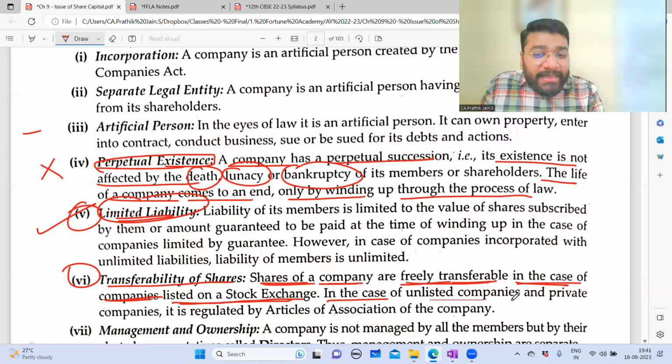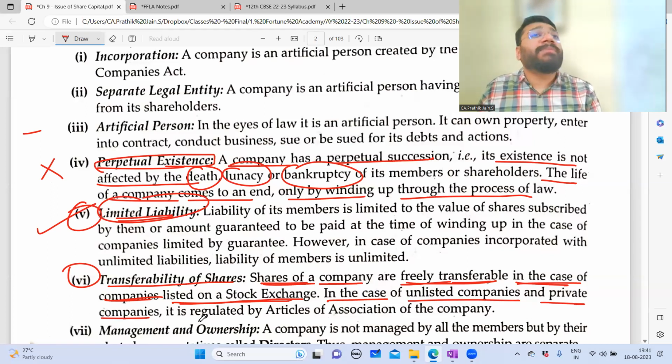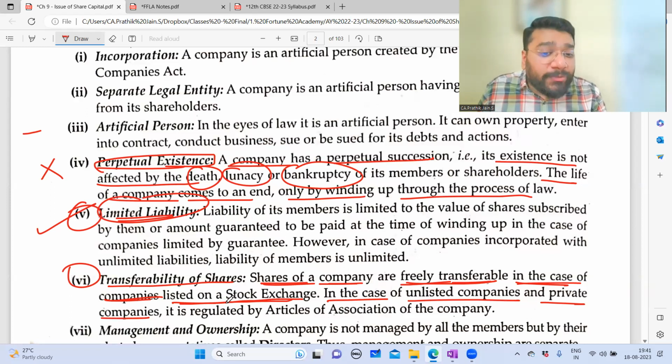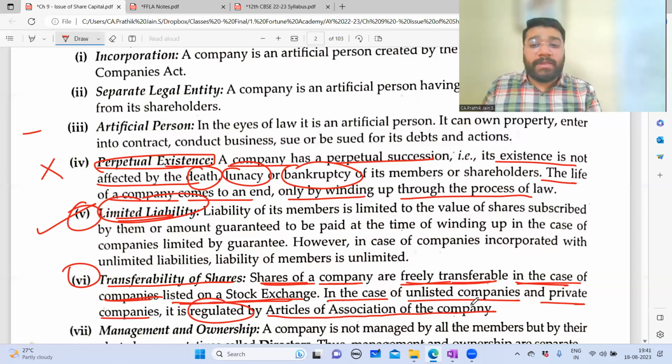In the case of unlisted companies, unlisted public companies and private companies, you can transfer, but the transfer is subject to terms and conditions. What is the condition? It has to be regulated. It has to be approved by the articles of association of the company. So what is the meaning of articles of association? I'll be discussing this in the next class. As of now, I'll give you just a one-liner.